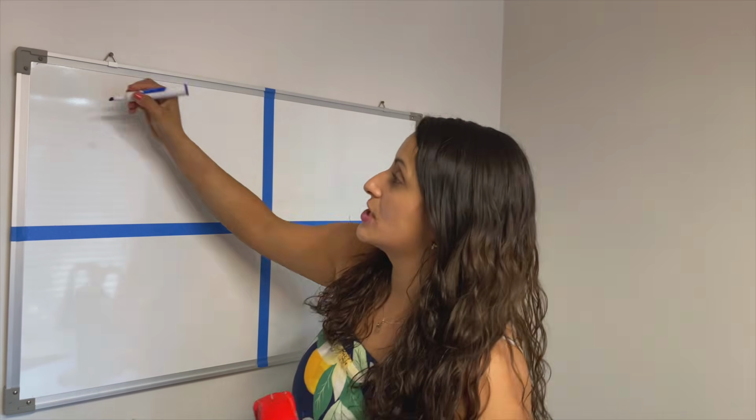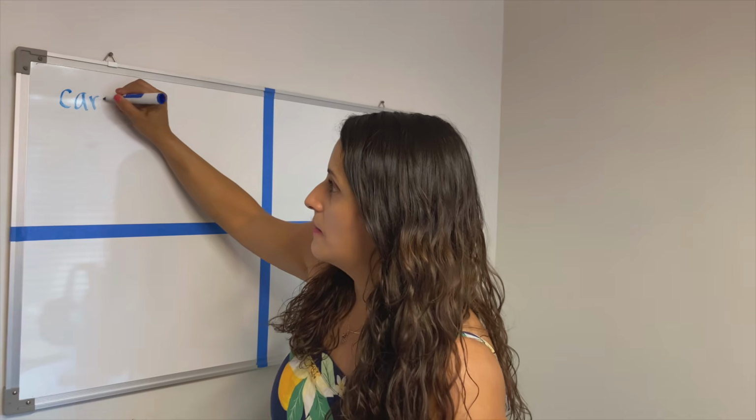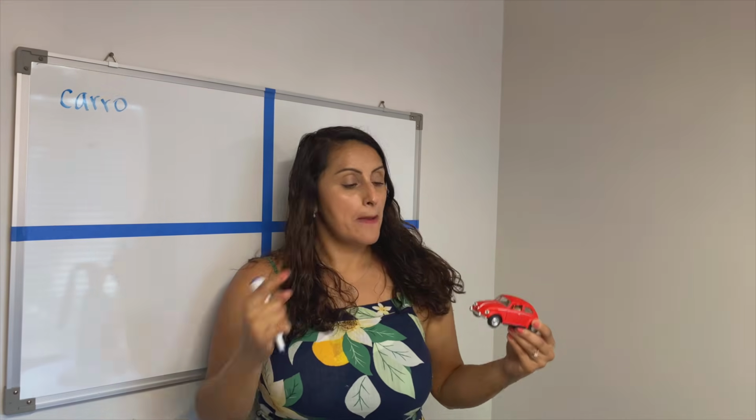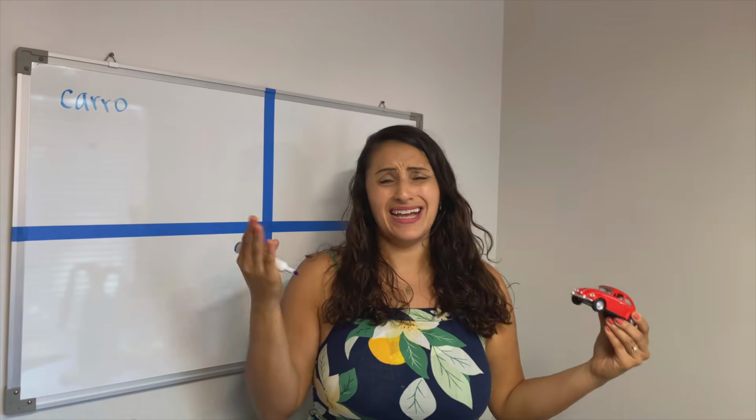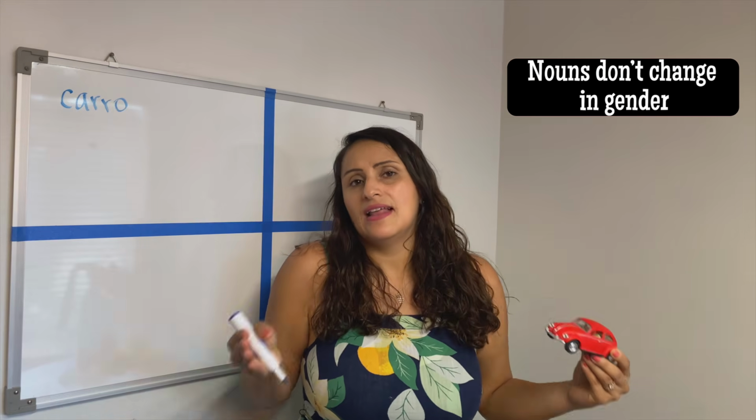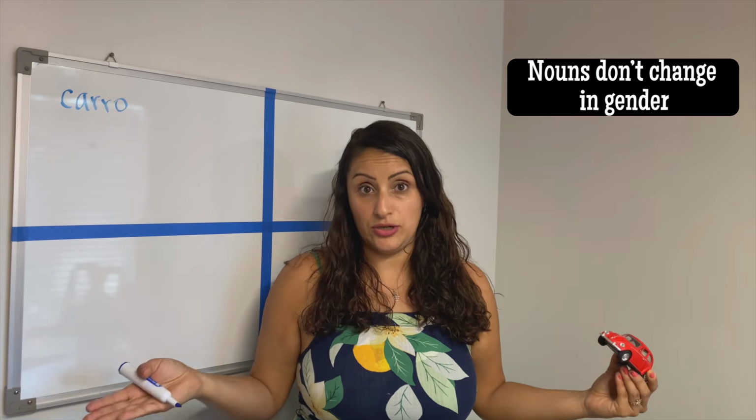So let's look at the noun carro. Carro. If you listen to it, carro ends in an O. So you already know that that is a masculine noun. Carro. Okay? Masculine noun. Now, the only thing that we have to worry about is we're not going to worry about making it feminine. Nouns can't be changed in gender, okay?